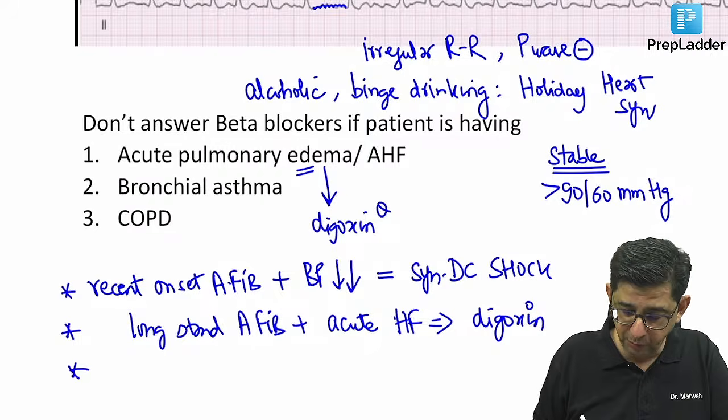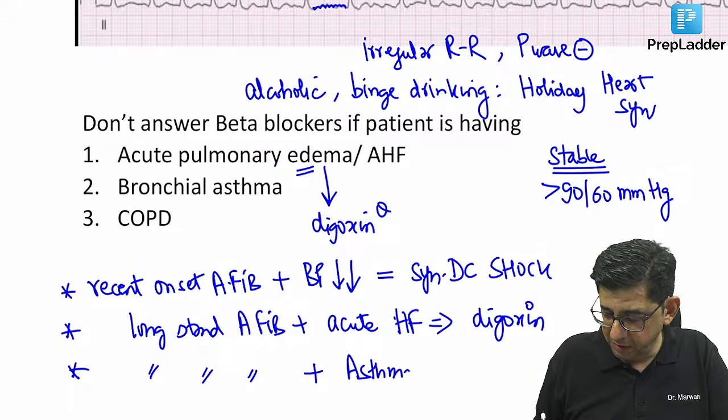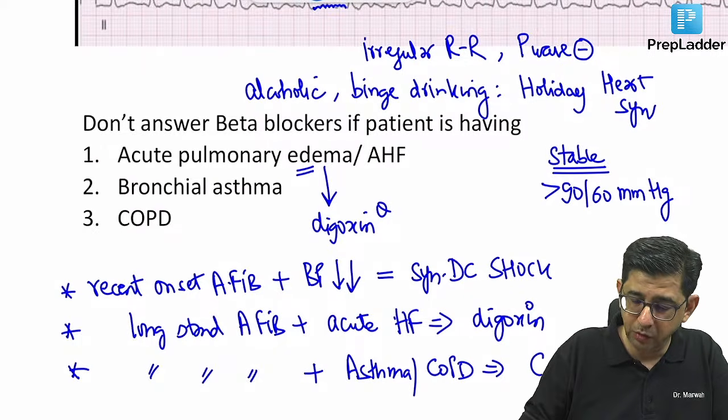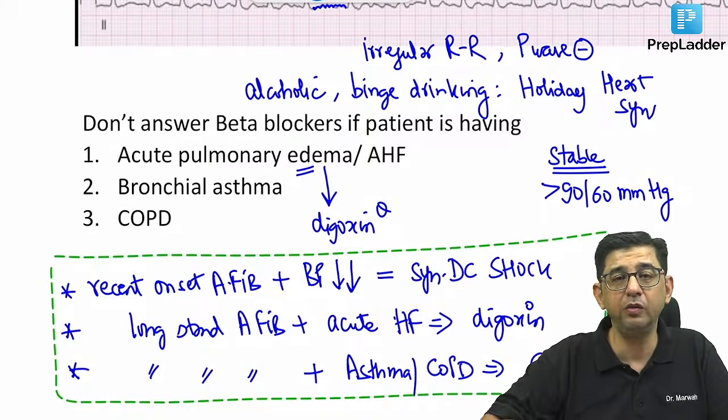But yes, if it is bronchial asthma, suppose he gives you a question of long-standing atrial fibrillation, and he mentions in the question that the person is having asthma or COPD, then your answer of calcium channel blockers is fine. So if you can get these three concepts right, you are perfectly suited to get these questions right.